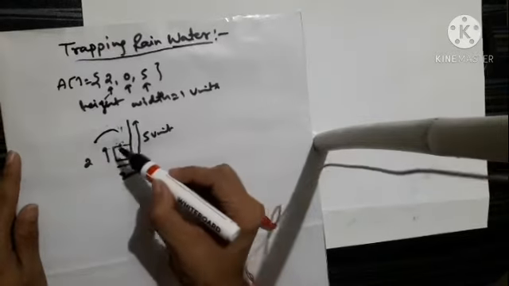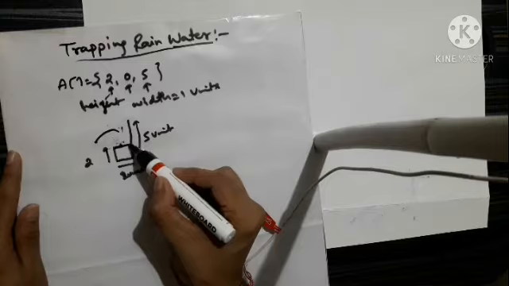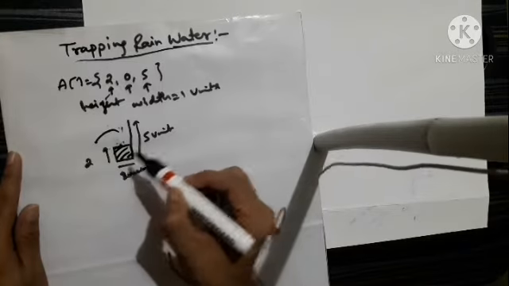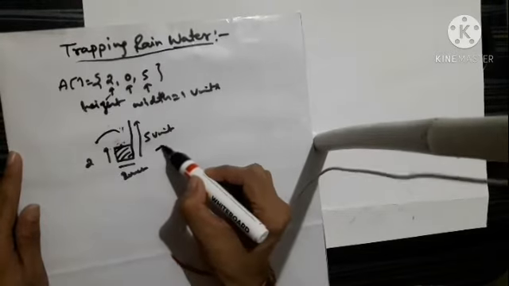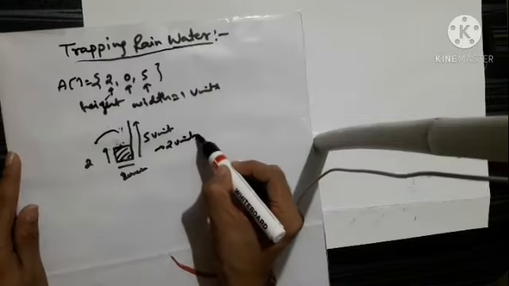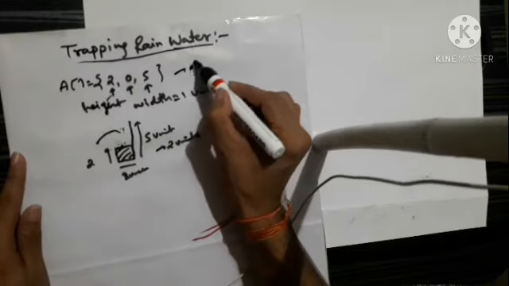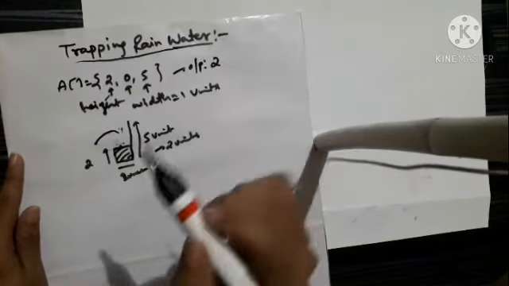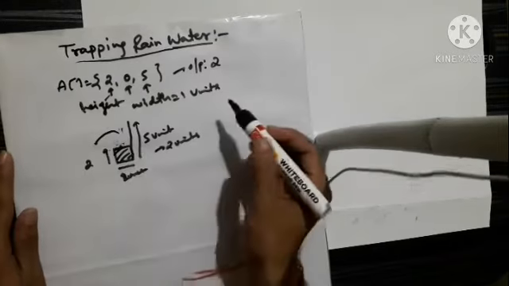So what we have to do is we can store water only in this particular shaded area, which is 1 and 2. Basically 2 units of water can be stored in this particular area. So the output of this particular problem is 2 units. Okay, so in this way we will have to approach it.